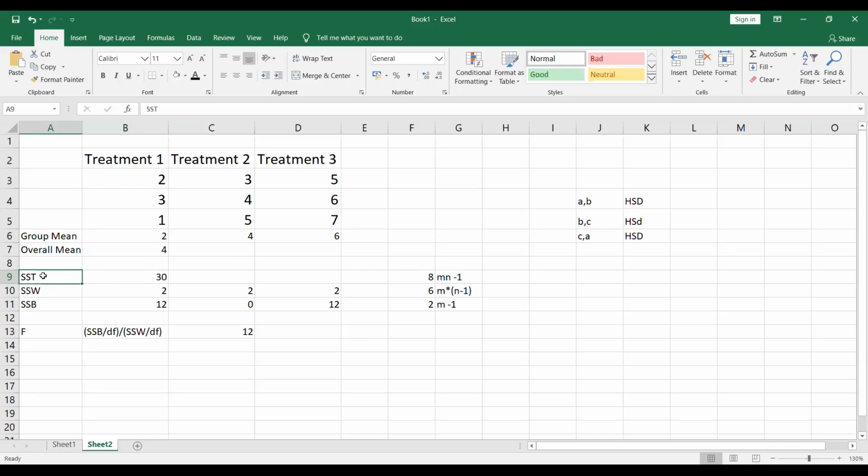Then there is something called sum of squares within, or SSW. Sum of squares within is the sum of squares within the individual groups. As the name suggests, for this one I will do 2 minus 2 square plus 3 minus 2 square plus 1 minus 2 square, right? That is the reason you will see that I have got 2.